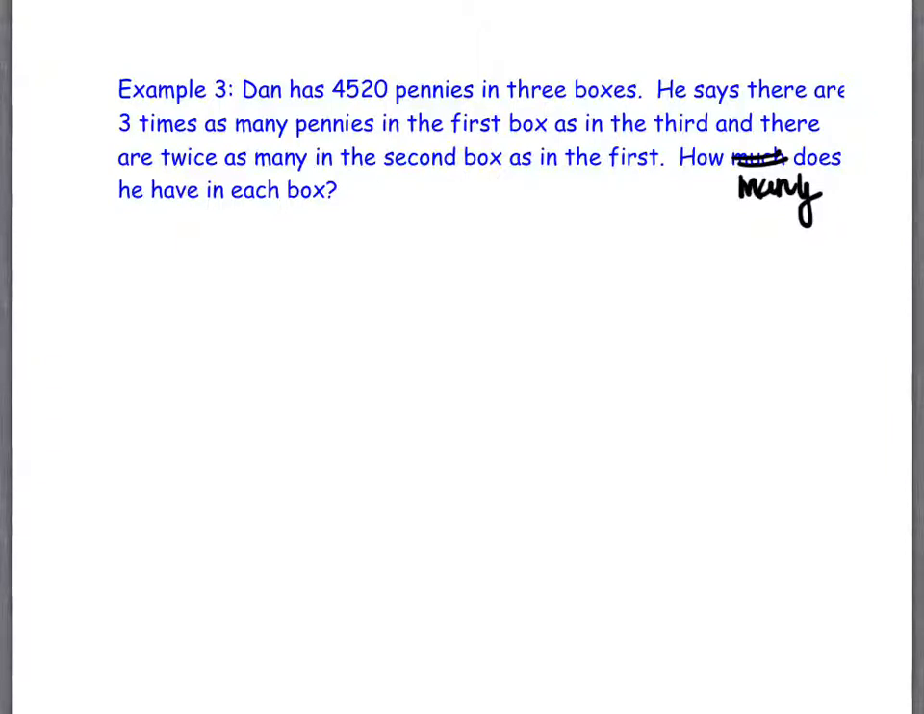All right, suggestions. This is a problem-solving kind of thing. What are we going to do? What would you do? Can I draw a picture? Okay. I'm going to draw 3 boxes.